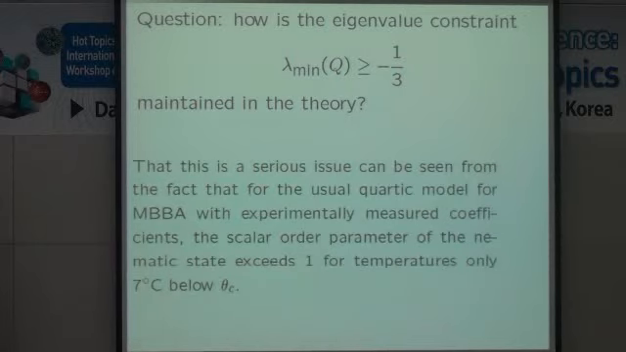This is a serious issue. It can be seen from the fact that if you take the usual quartic model for MBBA with experimentally measured coefficients, then the scalar order parameter of the nematic state exceeds 1 for temperatures only 7 degrees below the transition temperature. So this is obviously something that one doesn't want.